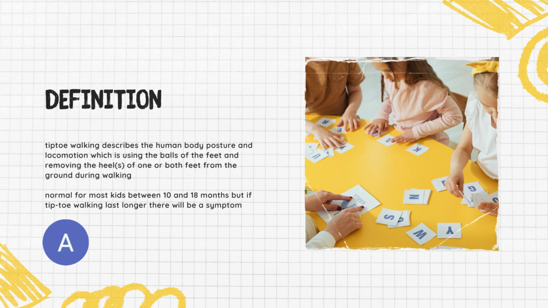So we'll start with the definition first. Tiptoe walking describes a human body posture and locomotion which uses the balls of the feet and removes the heels of one or both feet from the ground during walking. It is normal for most kids between 10 and 18 months, but if it persists longer than that, it will be a problem. It will be a symptom for the children.